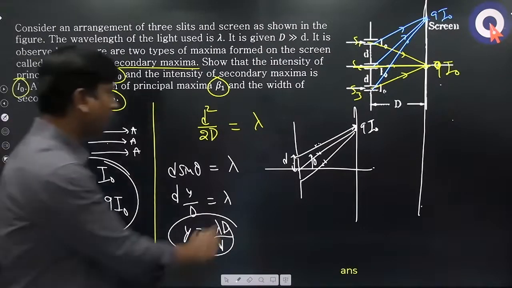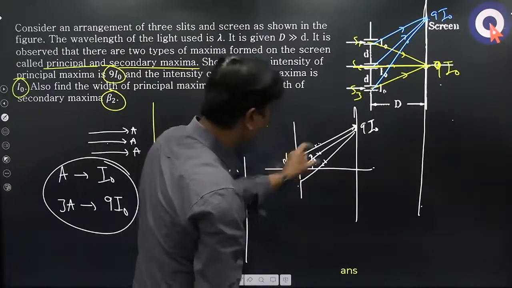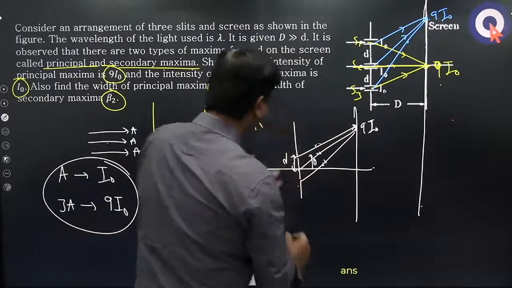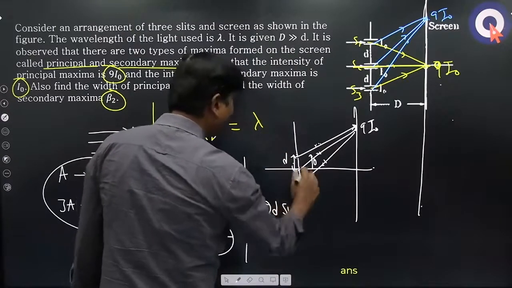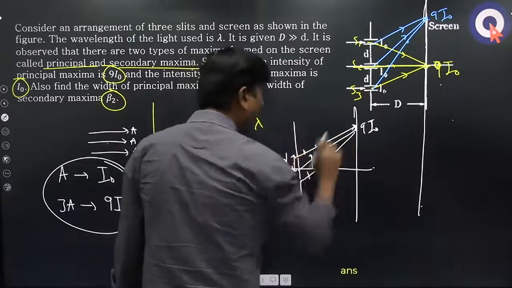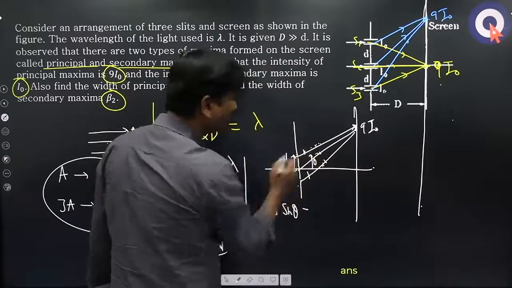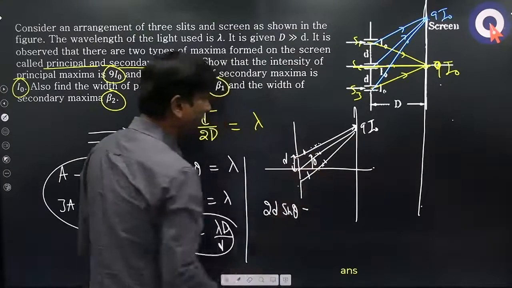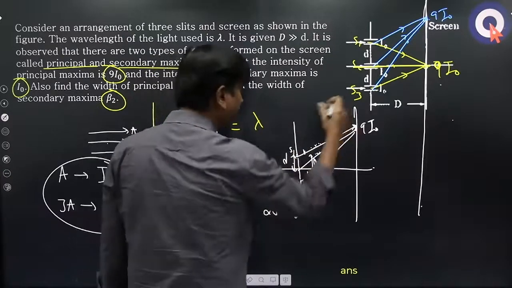Or else you can even write between these two, what is the distance between these two? 2d. So what is the path difference between these two? That also you can put it 2d sin theta, and the path difference between this one and this one has to become equal to 2 lambda. Then only between these two lambda and between these two lambda. So total between this and this, I'll take directly between S1 and S3. So path difference between S1 and S3 should be 2 lambda.